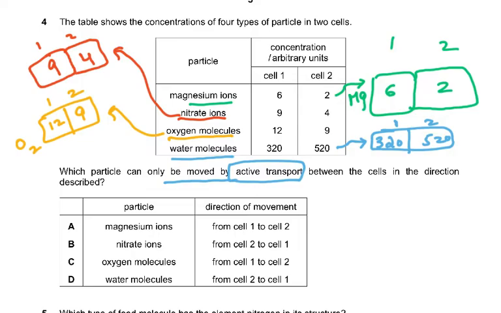So it is saying magnesium ions cell 1 to cell 2. That is here. That is 6 to 2. This is not active transport. Then nitrate ions are 2 to 1. Nitrate ions are 2 to 1. 2, it was 4. And then 1 is 9. So the answer is B.